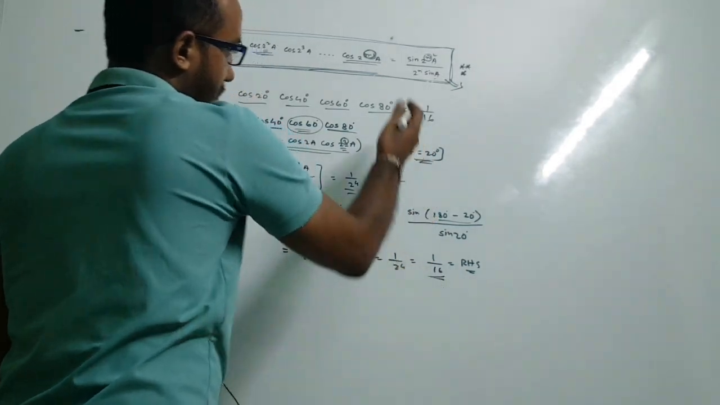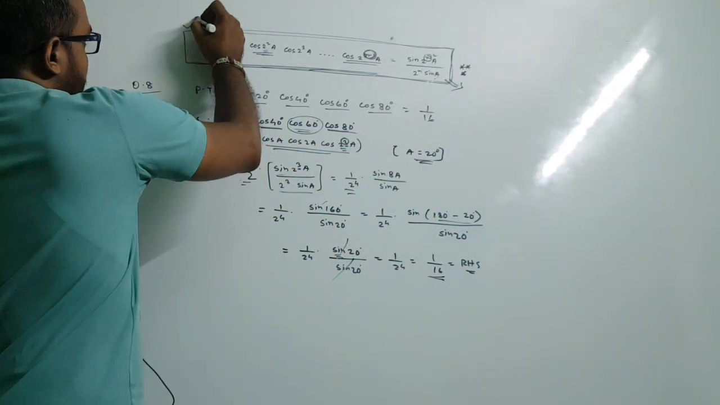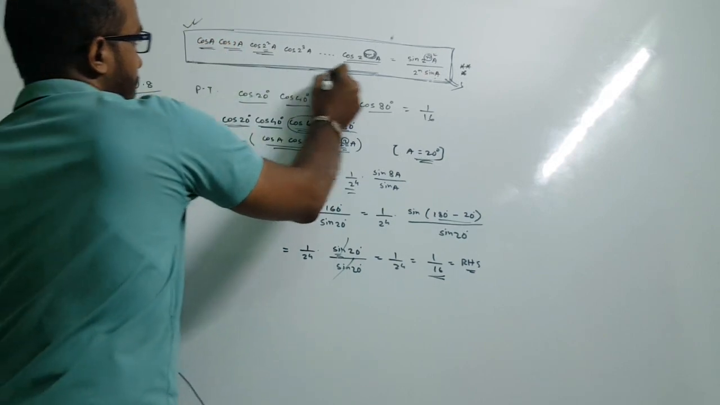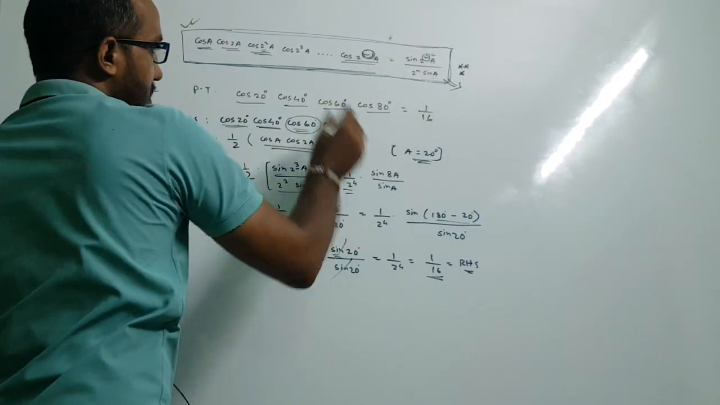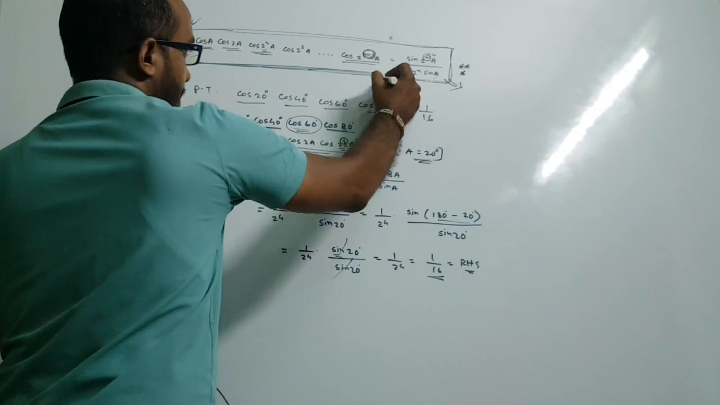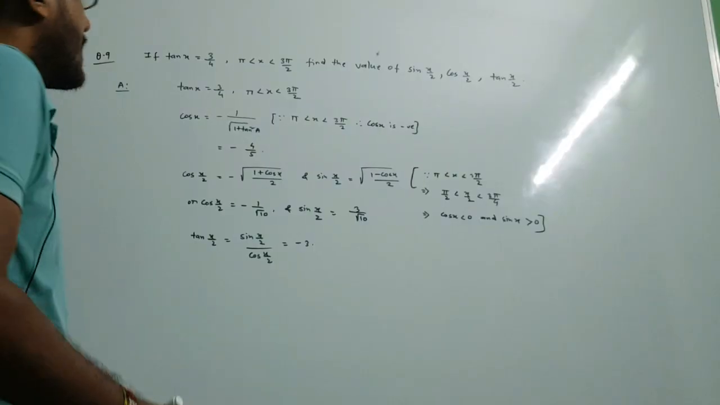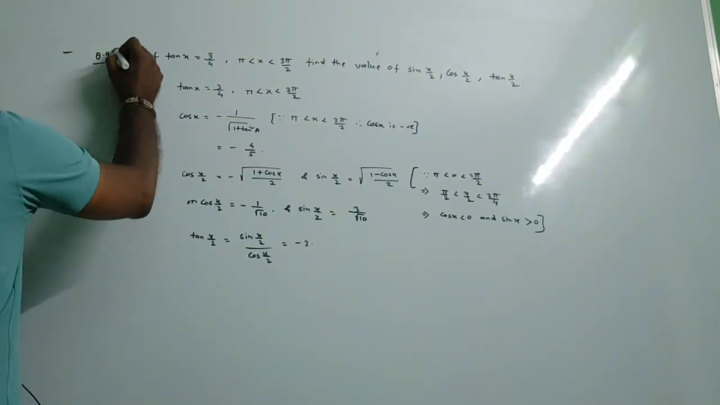We will get 1 by 16 as a right. So remember this formula, it will be useful in various manner. You can use this formula directly because it's a standard formula. Let us see another type of problem.